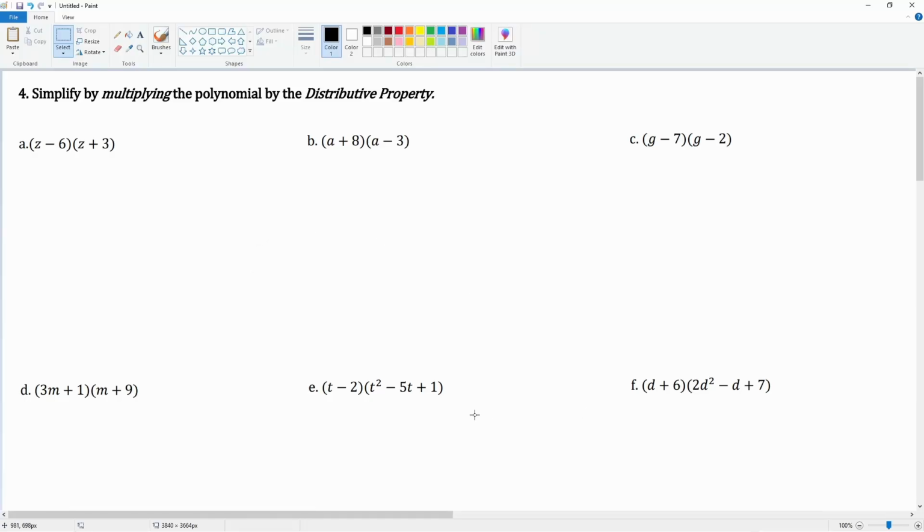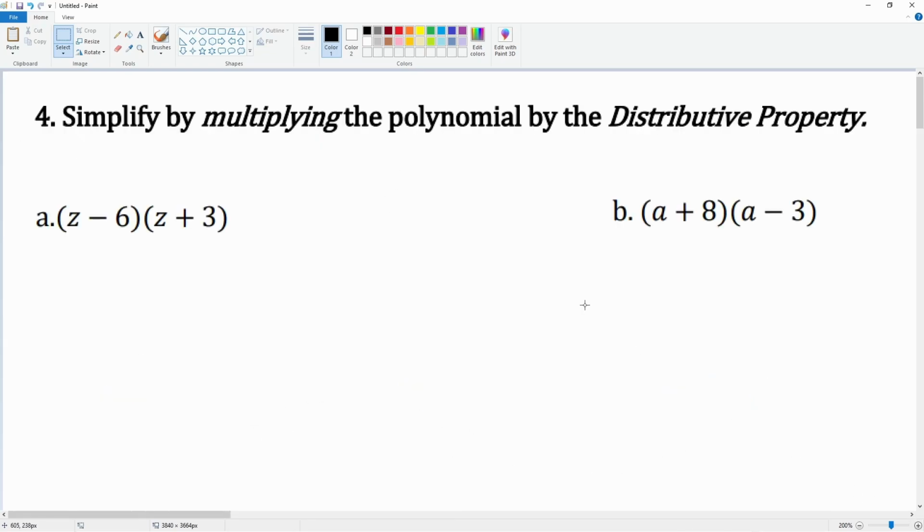Number 4, you're going to simplify the polynomial by using the distributive property here. These are all binomials times another binomial or a trinomial down here. This is just going to be the first part, so A, B, and C. So be careful with how I'm multiplying it here.